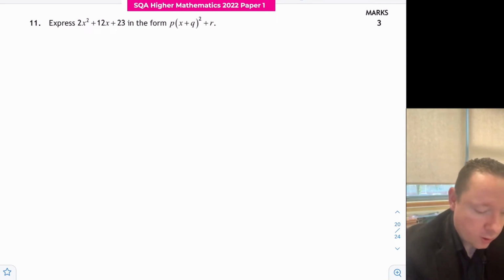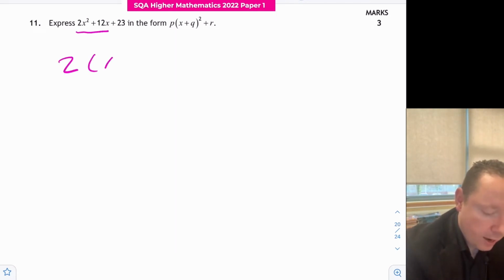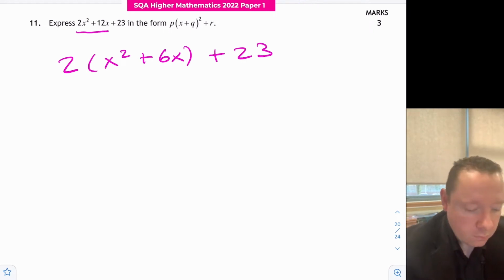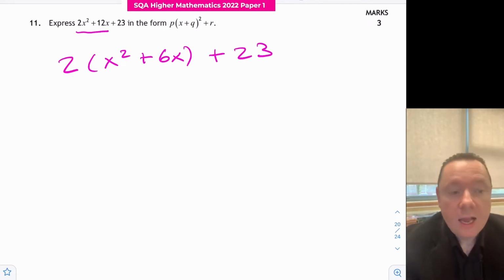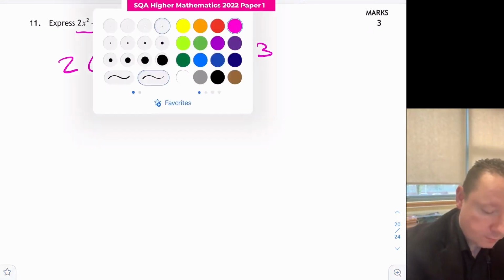You've got 2x squared plus 12x plus 23. You want a p, so you're going to have to take 2 out as a common factor between the first two terms. So you could write 2 bracket x squared plus 6x, and then you've still got your plus 23 on the end. And that would be a mark for that.